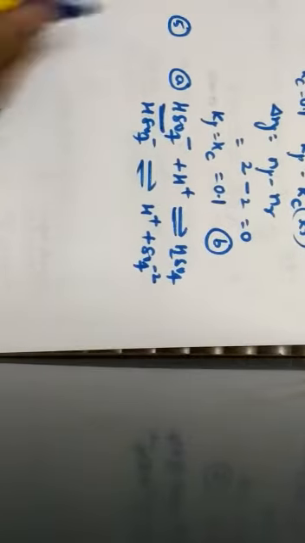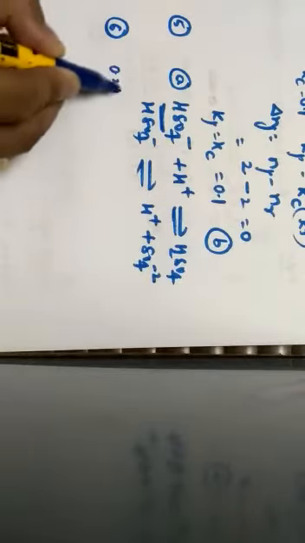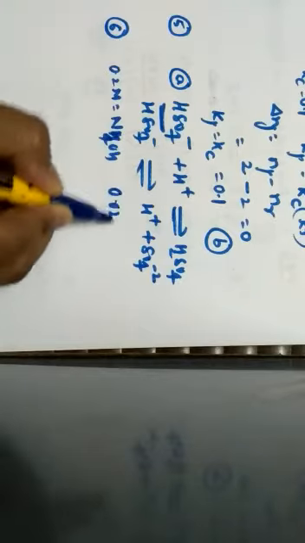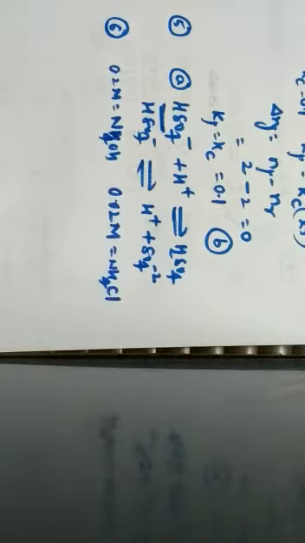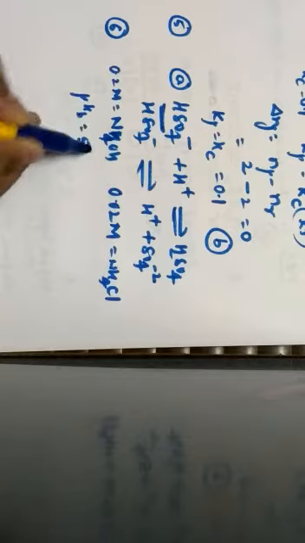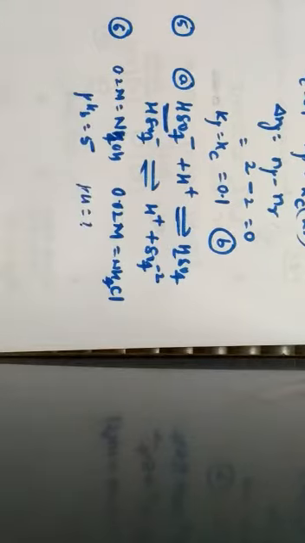Next one, question number 6. The question is: a buffer solution has equal volumes of 0.2 molar NH4OH and 0.02 molar NH4Cl. So what have they given? 0.2 molar of NH4OH and 0.02 molar of NH4Cl. The pKb of the base is 5. They have mentioned that the pKb of the base is 5 and they are asking us to identify the pH of the solution.